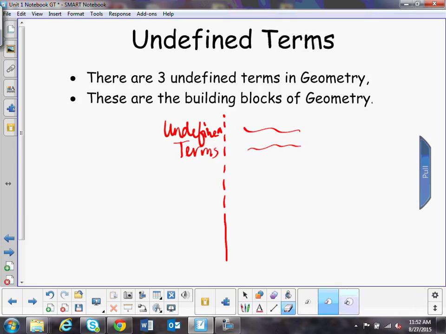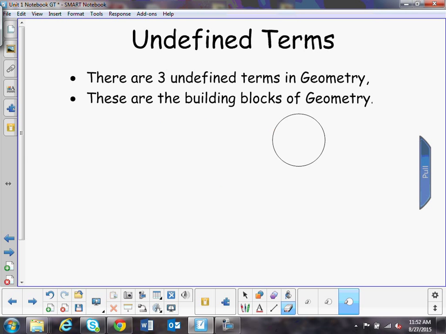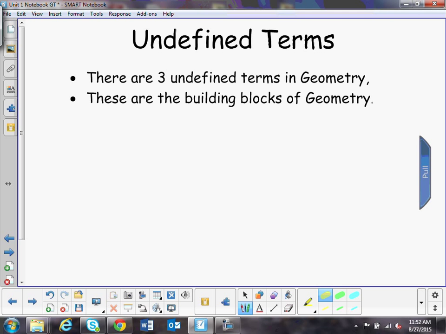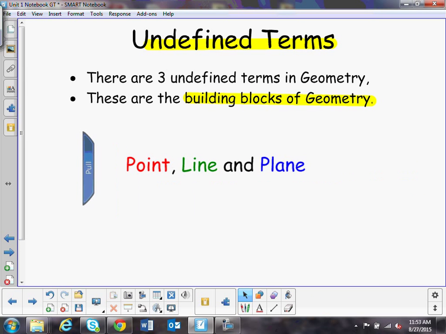So try to do Cornell, alright? And really do whatever's best for you, but I think Cornell is one of the best kinds of things. Okay, so the undefined terms of geometry, write that on the left. They are the building blocks of geometry. And what are these building blocks of geometry? They are point, line, and plane.